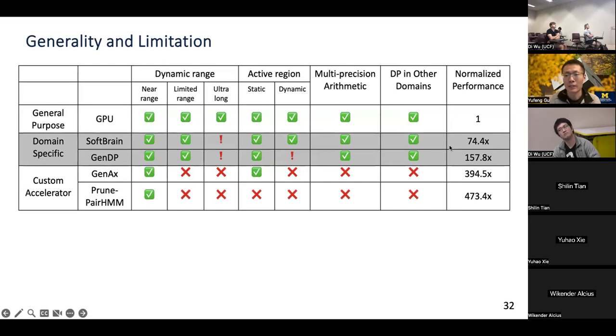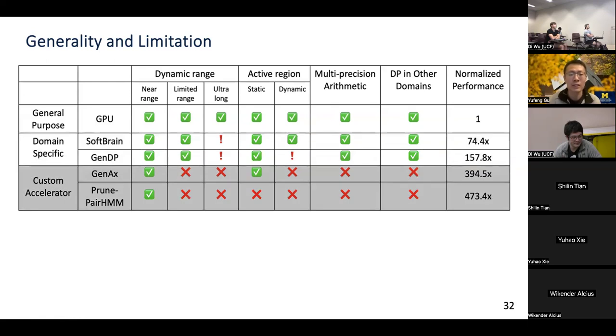And the performance of these domain-specific accelerators is usually much faster than the general purpose ones. But if we look at the custom accelerators, they usually support only a single algorithm, and they're usually much, much faster than the general purpose or domain-specific ones. So this table shows a trade-off between the generality and customization when we want to design an accelerator.